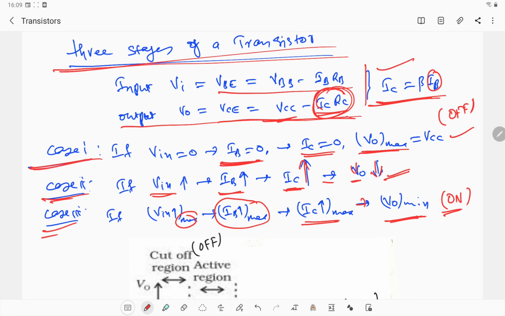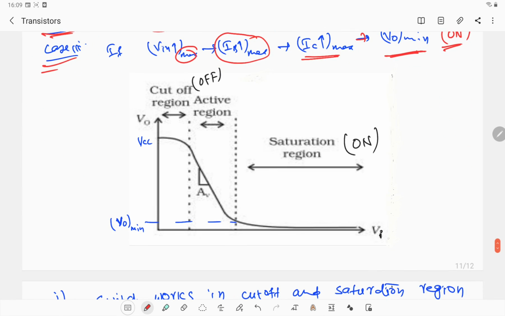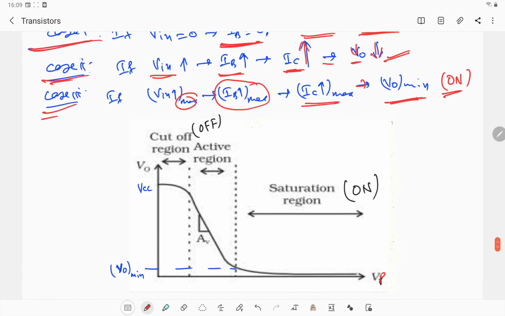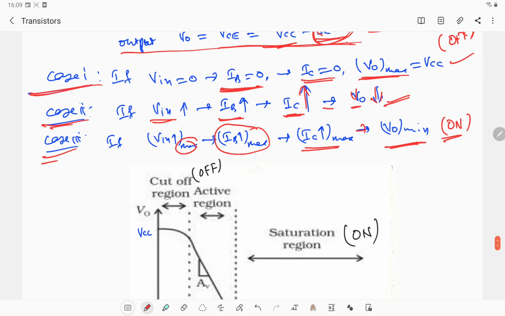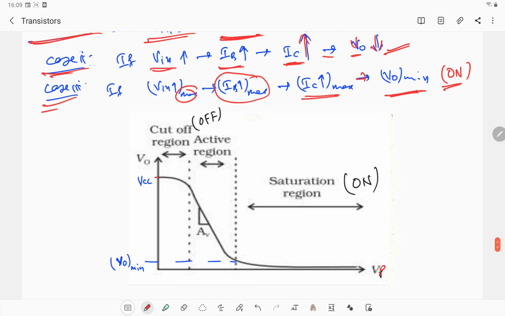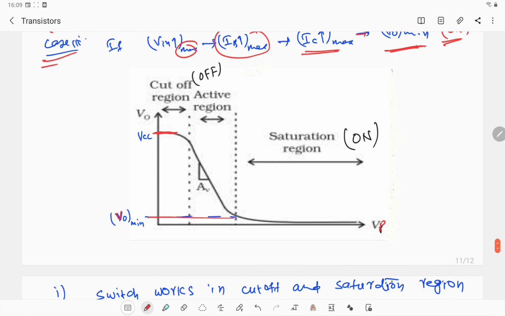This is the on state. See here, if you draw the graph between input potential and output potential, when input potential is 0, output potential is maximum. This is the maximum value. As the input potential increases, it stays constant up to a particular value. After that, it decreases like this and reaches a minimum value. In this graph, there are three regions.